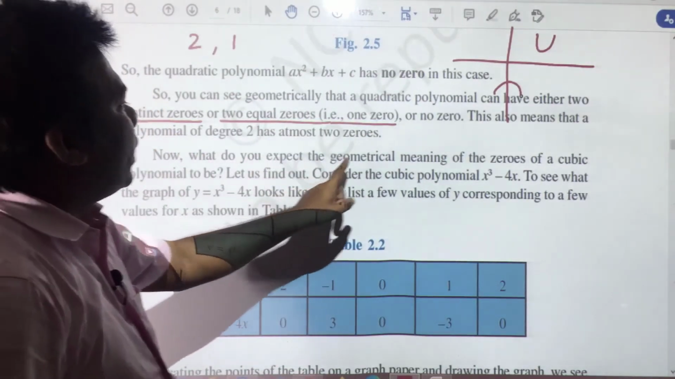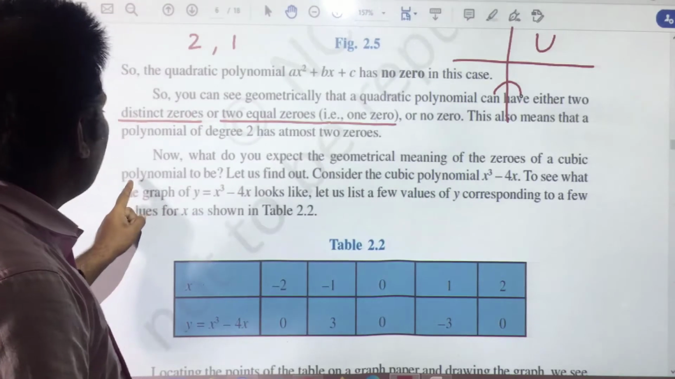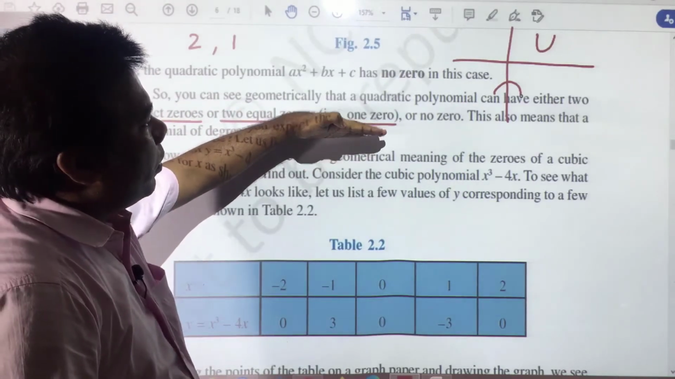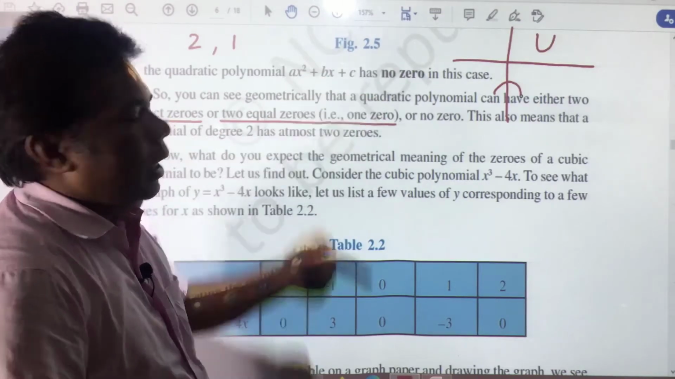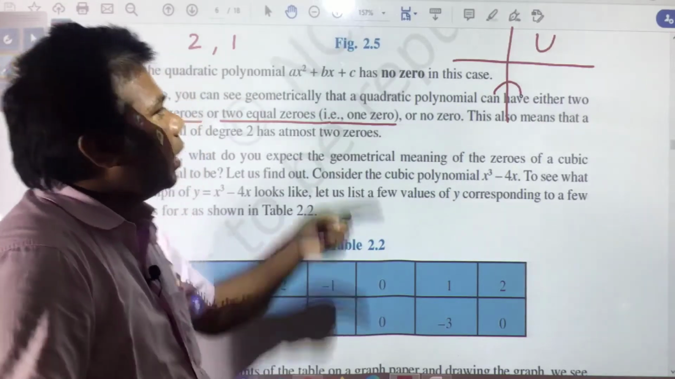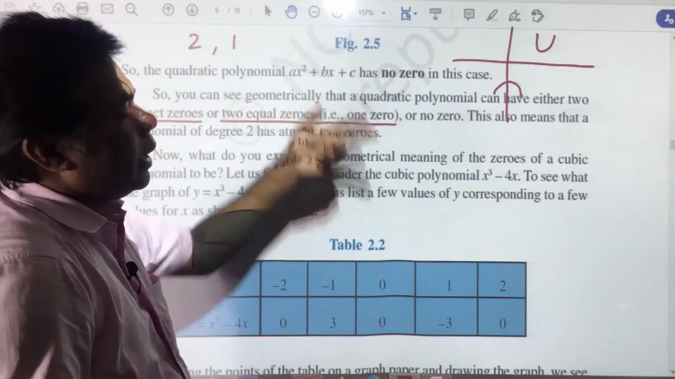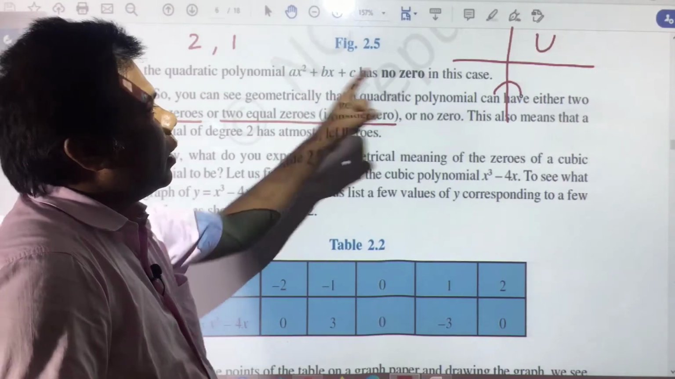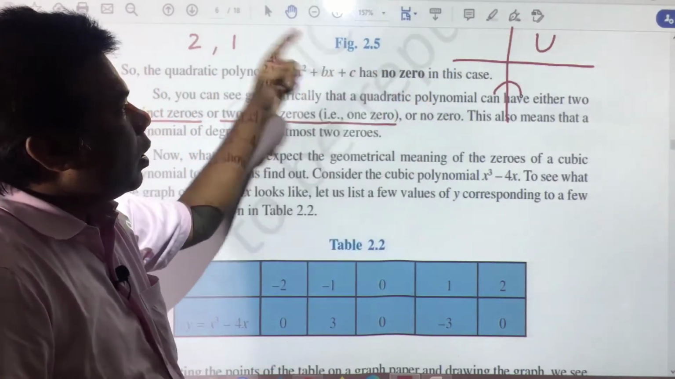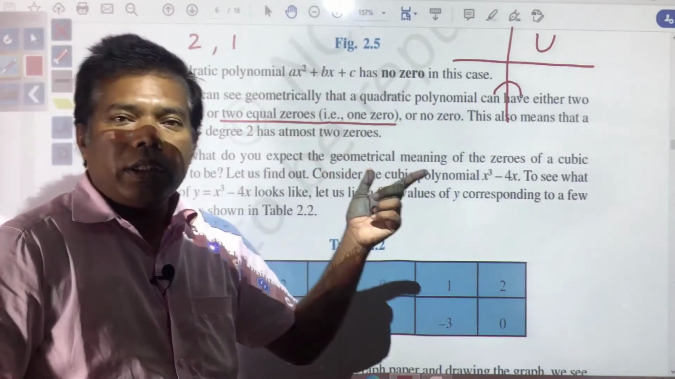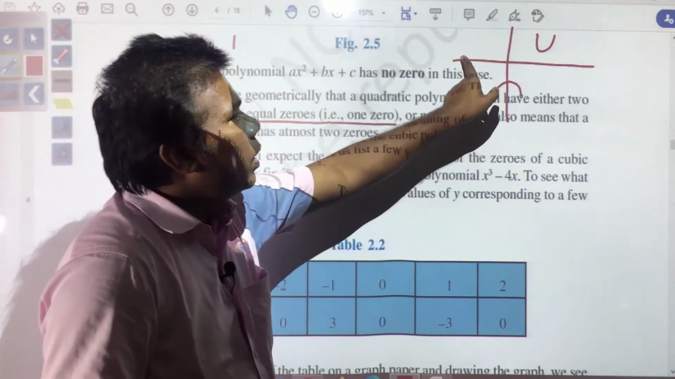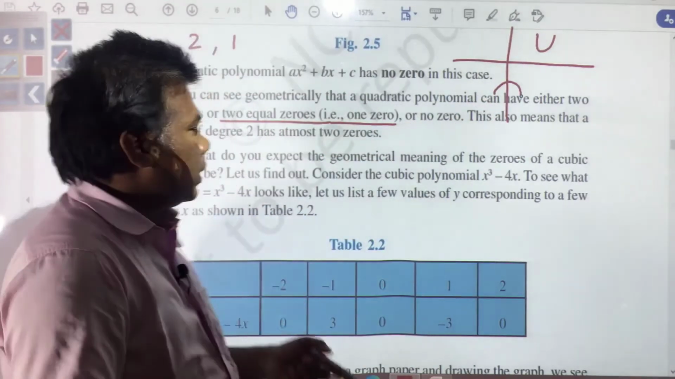Now, what do you expect the geometrical meaning of the zeros of a cubic polynomial to be? Up to quadratic polynomial we have already understood. In a linear polynomial, what did we have? At one point it was intersecting. In a quadratic polynomial, you have seen three cases: either the x axis will be intersected at 2 points, or at 1 point when the zeros are equal, or it will have no zeros when the x axis will not be intersected.